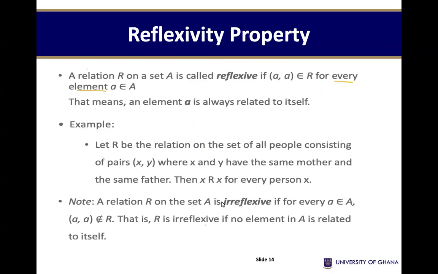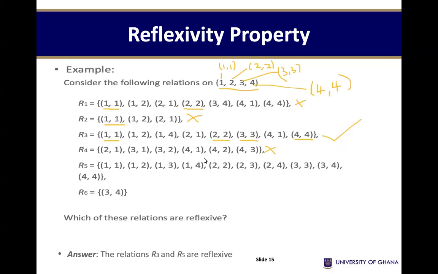So for irreflexive, a relation R on the set A is irreflexive if for every small a belonging to cap A, that particular element, like 1, 2, 3, 4, is never related to itself. So this is a typical example of an irreflexive. Now let's look at R5.